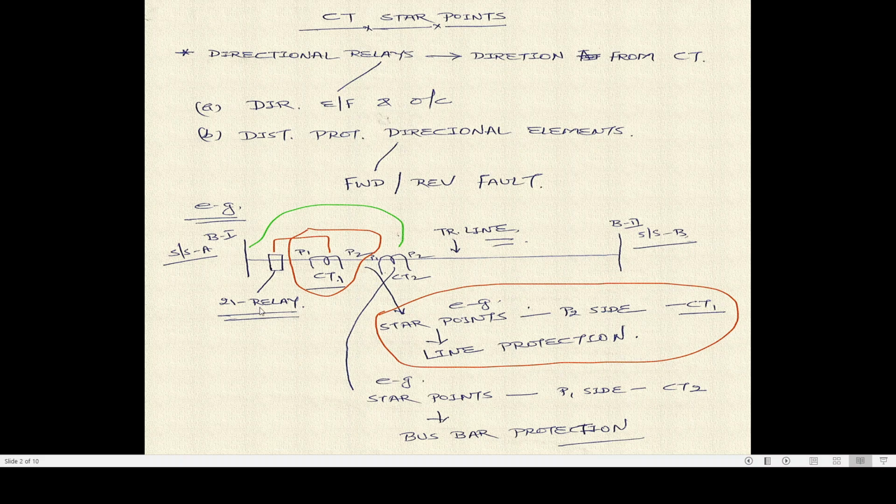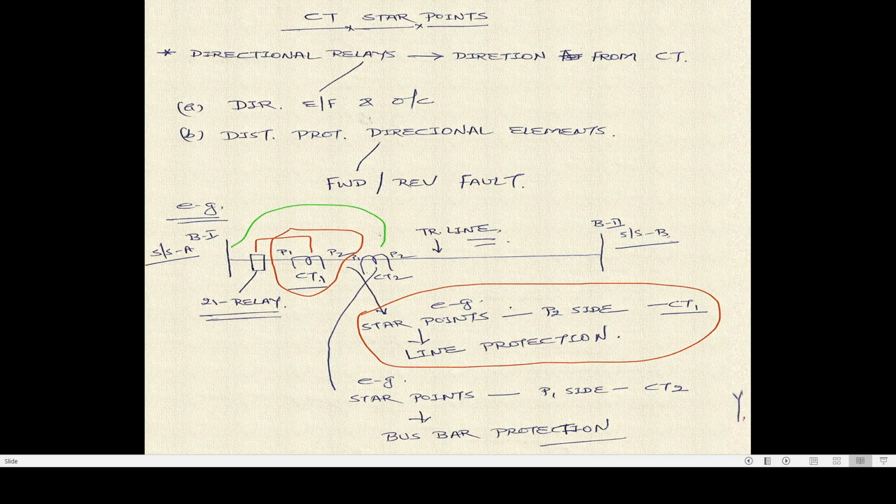Now we will focus only on CT1, and these things are written over here, that this CT1, which is used for line protection, its star point must be formed on the P2 side. CT2, which is used for bus bar protection, its star point must be formed on the P1 side. And now we will explain why the star point must be formed on the P2 side only for transmission line. What happens if we form the star point on the P1 side? How the relay behaves, that we will discuss in the upcoming slides.